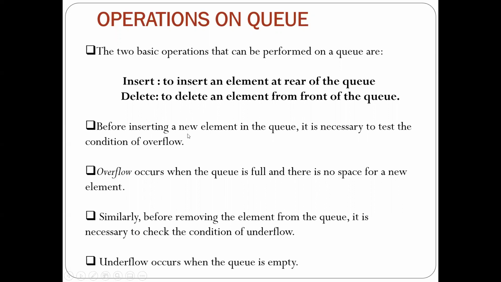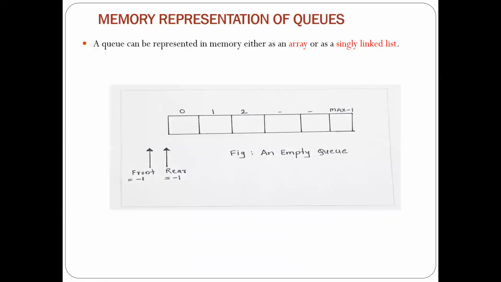Always before inserting a new element in the queue, we have to check the overflow condition. As we are going to represent the queue using an array, whenever the array is full, the queue becomes full. So before insertion, every time check whether the queue is full or not. That is the overflow condition. Similarly, before removing an element from the queue, we have to check the underflow condition. That means we have to check whether the queue is empty or not.